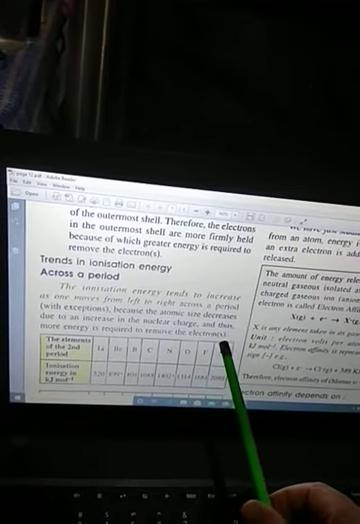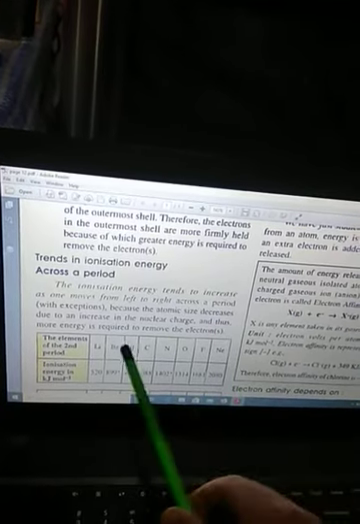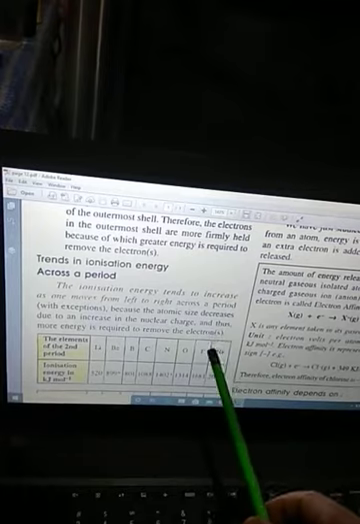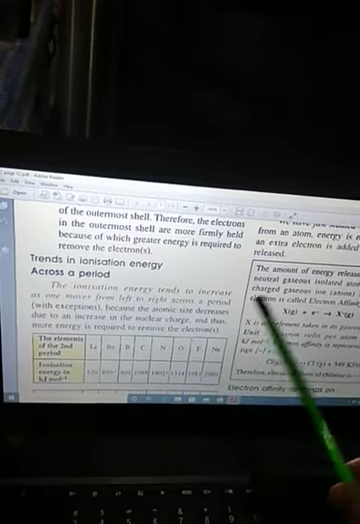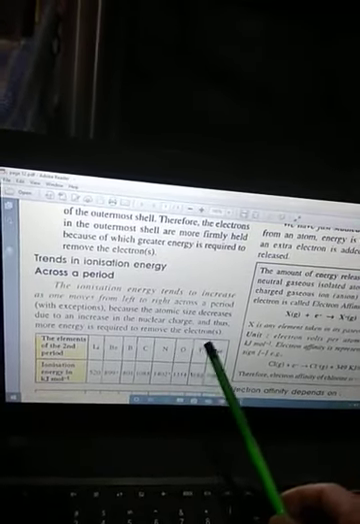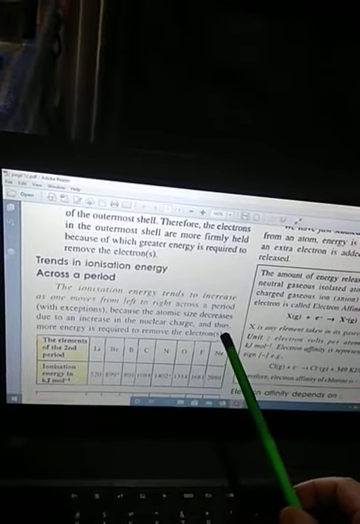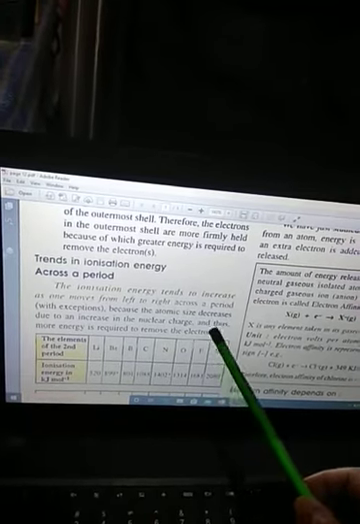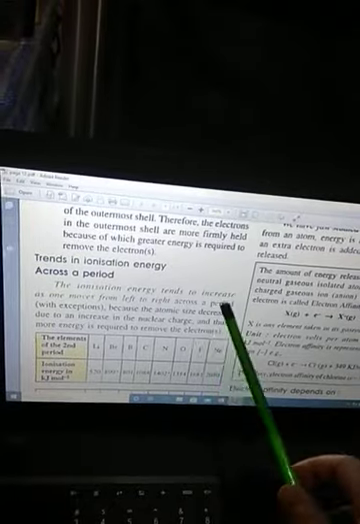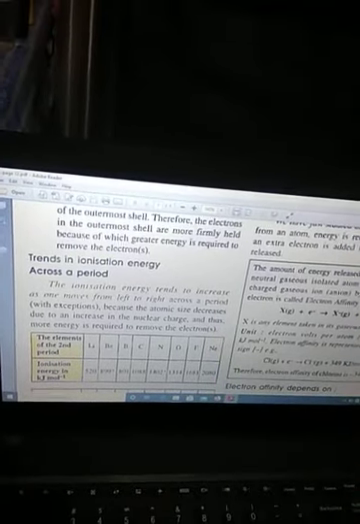Because of that, the last elements from left to right will have a very high ionization energy. That means they require a huge amount of energy to remove the electron. And basically the inert or noble gases, their ionization energy is very high because of their stable electronic configuration.